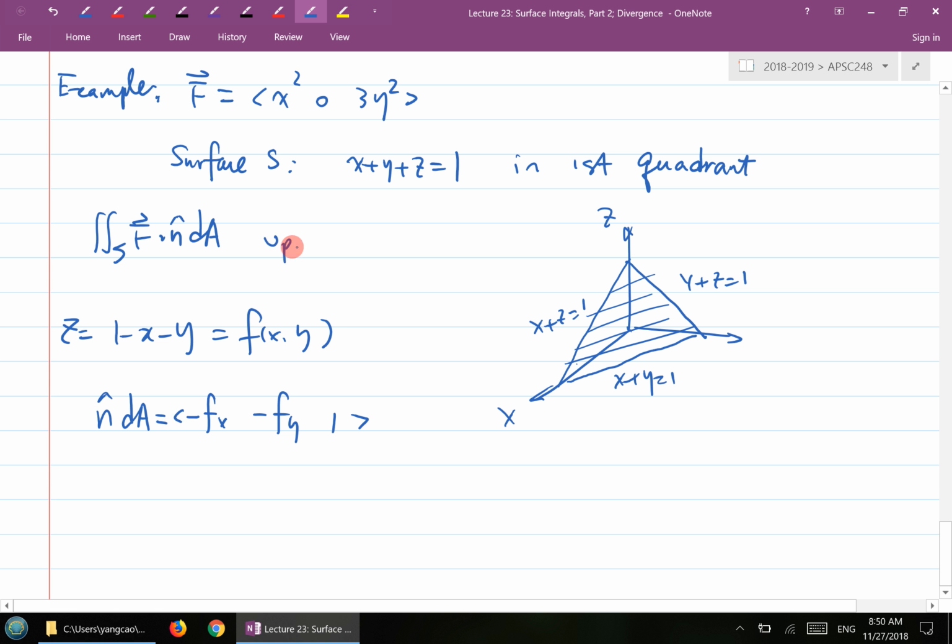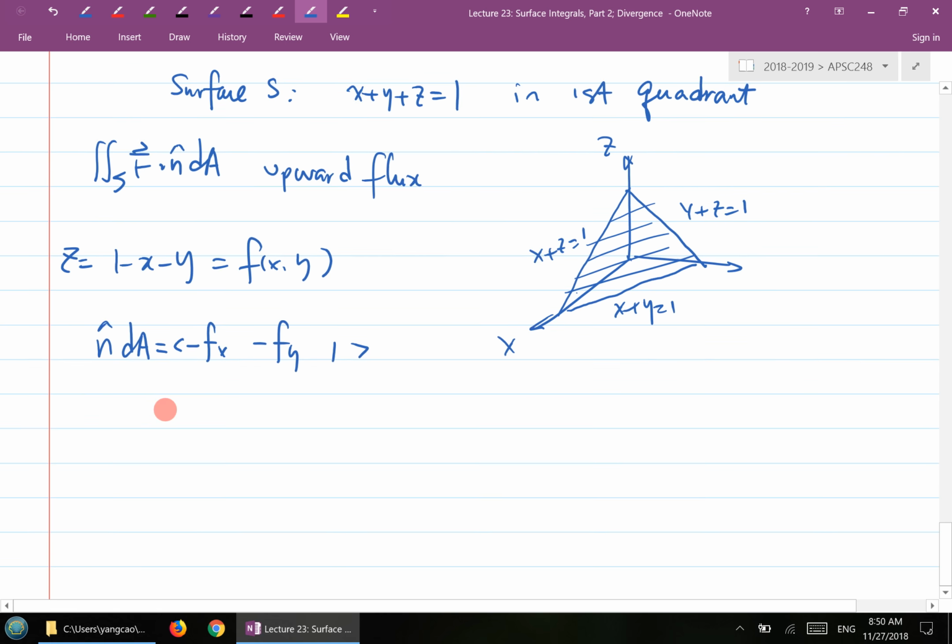Let's still calculate the upward flux here, n hat dA. So now I have my function f, and I'm going to do the partial derivatives. The partial derivative of f over x gives you a -1, and then there's another negative, so overall you get 1, 1, 1.